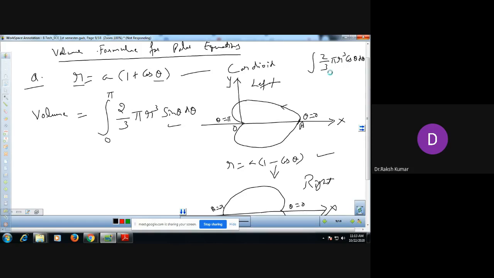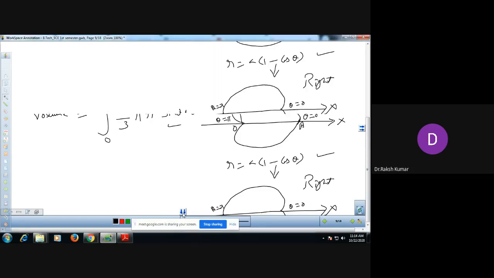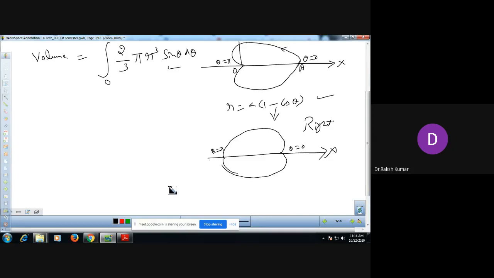Always remember the difference between these two formulas. This is the formula for volume when the revolution is about the vertical axis, perpendicular to the horizontal line or initial line, because the x-axis is said to be the initial line in this case. Always remember this word, initial line. So you just need to put the values now. This is 0 to pi, and 2 by 3 pi is there. You can substitute the value of r, that is a cube into 1 plus cos of theta cube into sine of theta d theta.